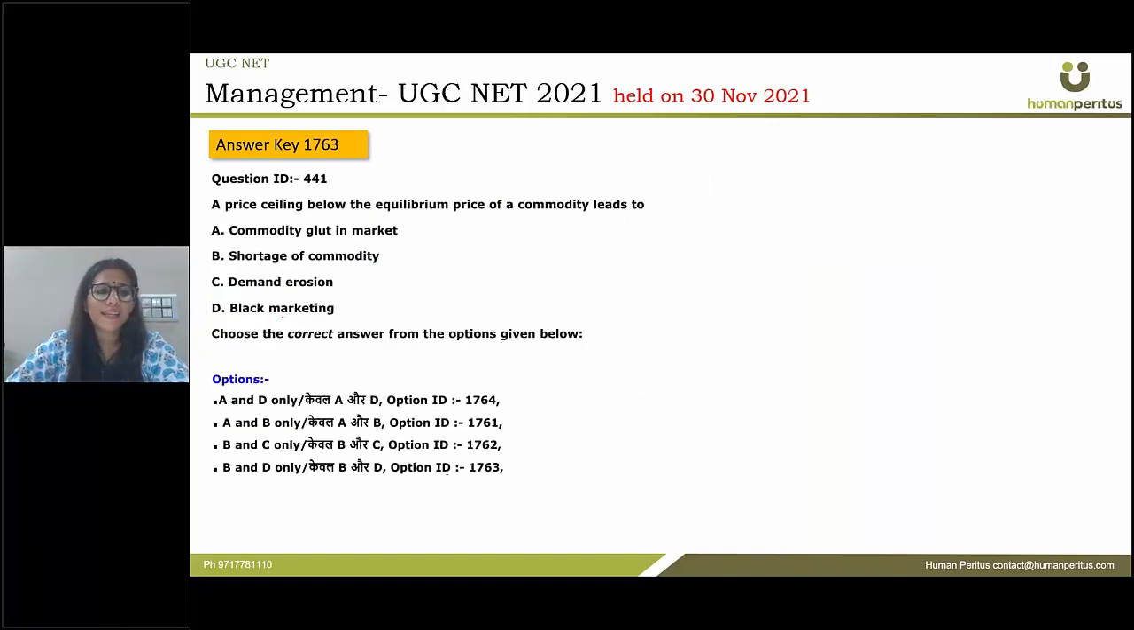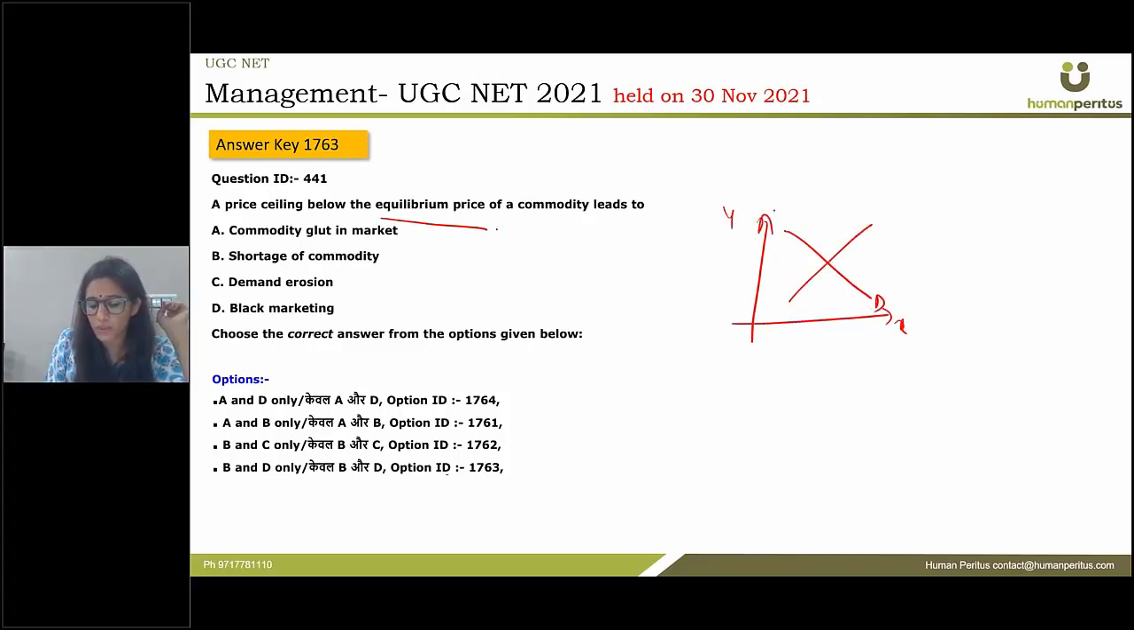Next question. A price ceiling below the equilibrium price of a commodity leads to: commodity glut in the market, shortage of commodity, demand erosion, or black marketing. Now, what is a price ceiling? First of all, a price ceiling is a price level above which the firm is not allowed to set its prices. And equilibrium price, as we read in the previous question, is the point where the quantity demanded of a product is equal to the quantity supplied. This is the equilibrium point.